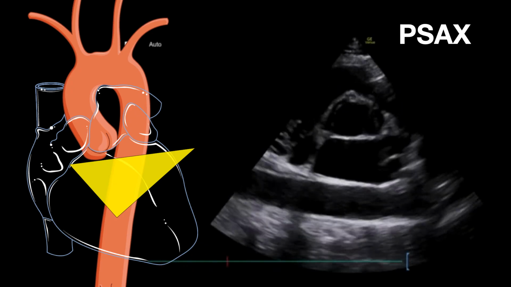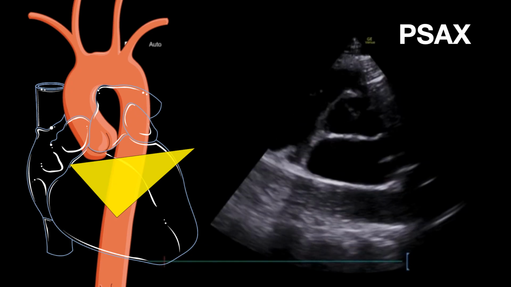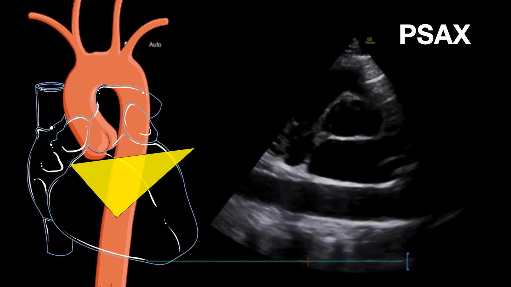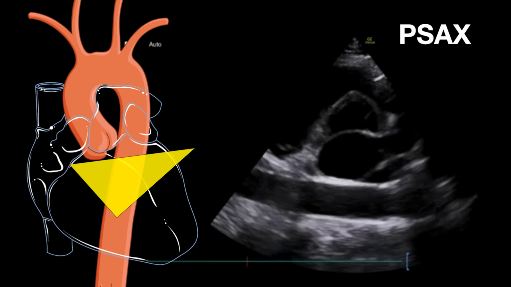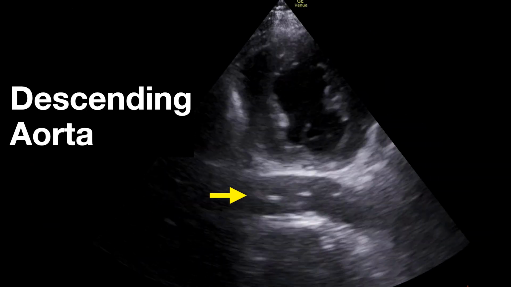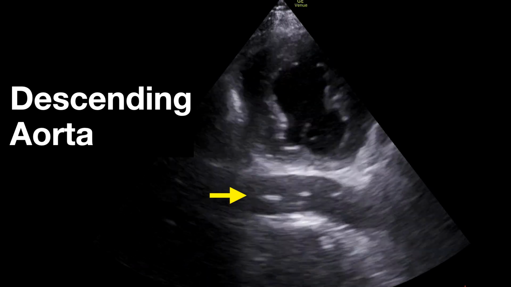Another view is parasternal short axis view. If you rotate the transducer so that it's parallel to the spine, often you can get a longitudinal cut of the descending aorta. This is a patient with a dissection within the descending aorta. You can see a flap within the lumen.